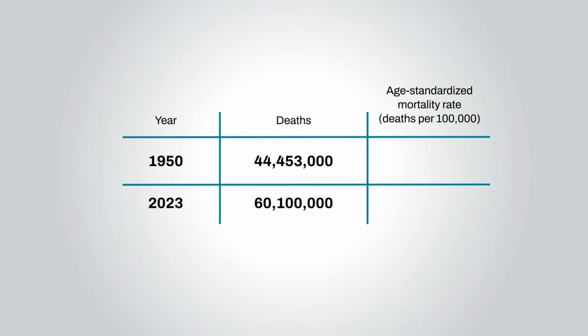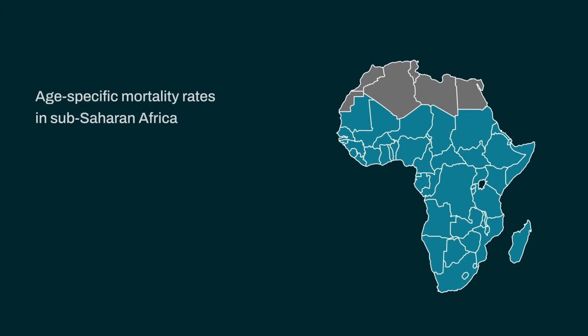While the number of deaths has increased, the age-standardized mortality rate has declined by 66.6% since 1950. That means that after controlling for increases in population and population aging, people are dying at substantially lower rates than in the past. We also found some surprising results when looking at age-specific mortality rates.